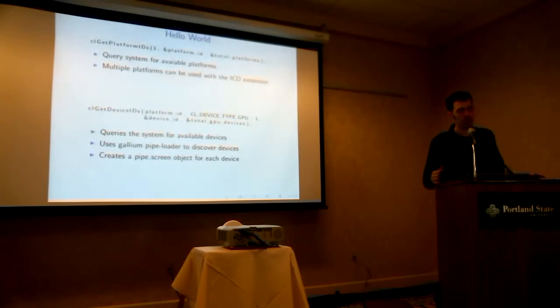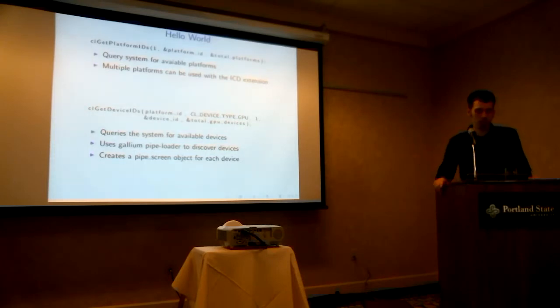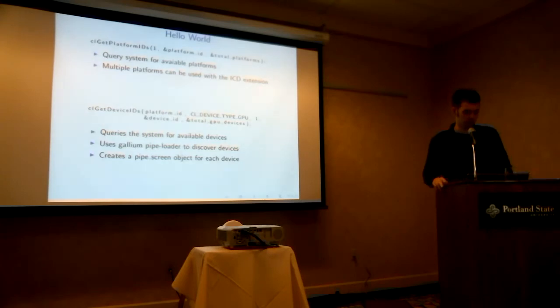It's pretty nice, and it also prevents the problem of having conflicting implementations. So you can have a lot side by side, and you can test them in parallel if you want. So it's kind of handy. Once you have the platform, you look for devices. Clover uses the Gallium pipe loader to discover devices, and then it creates a pipe screen object for each device.